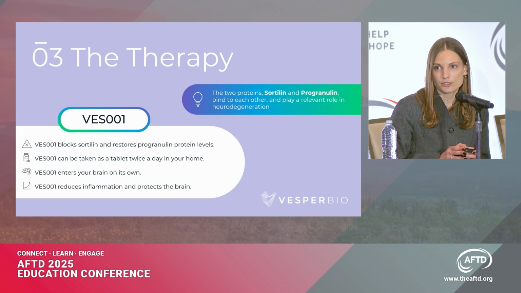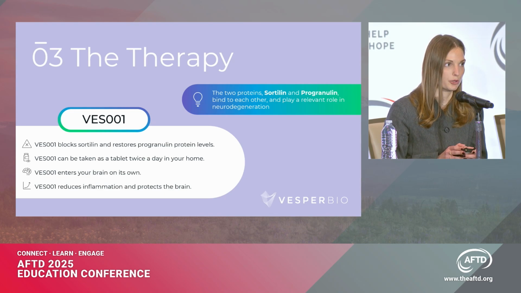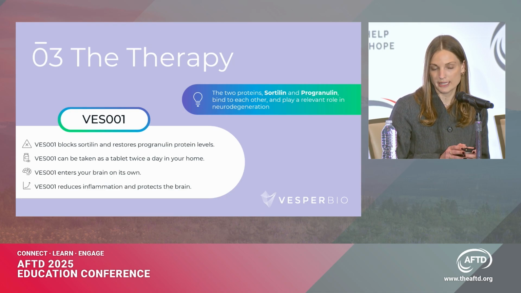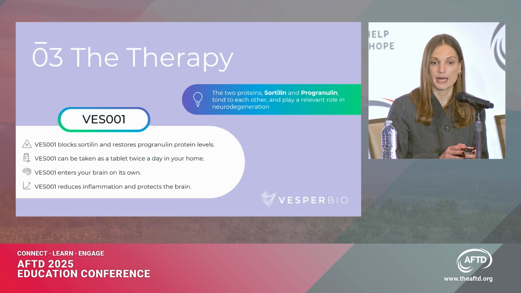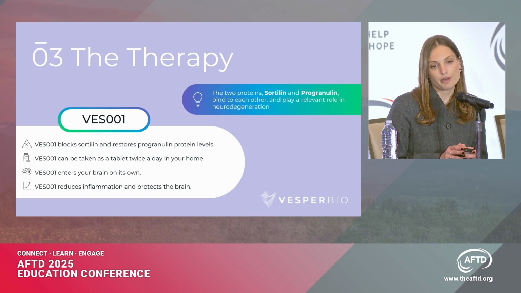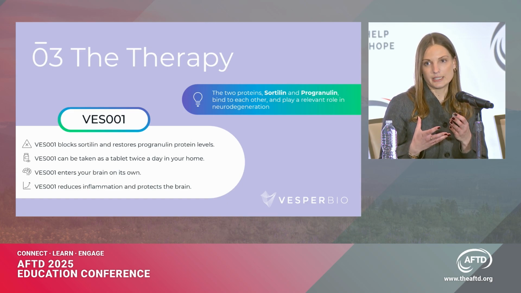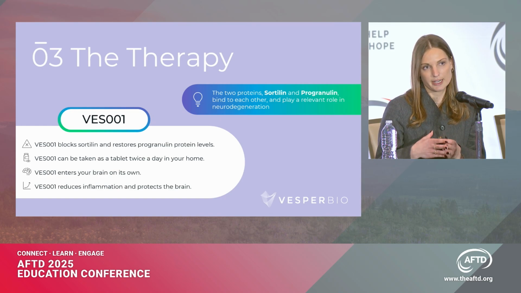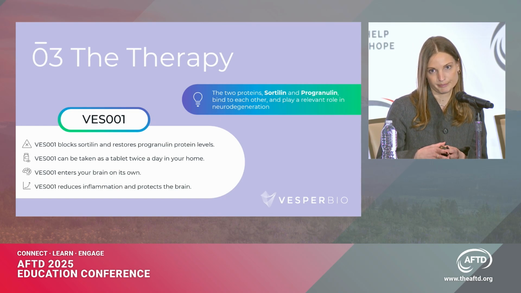Our treatment relies on the interaction between two proteins. One is sortilin and the other is progranulin. These two proteins can bind to each other and they play a relevant role in neurodegeneration. When progranulin binds to sortilin, this binding leads to lower levels of progranulin available in the brain.